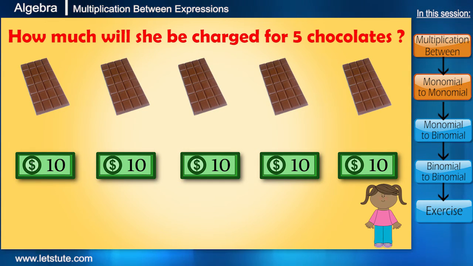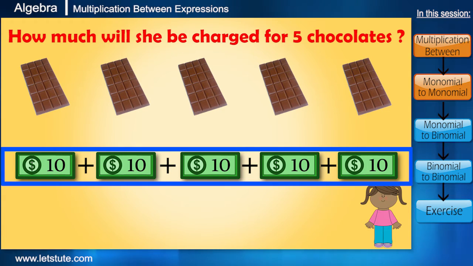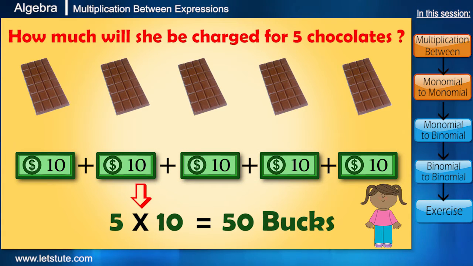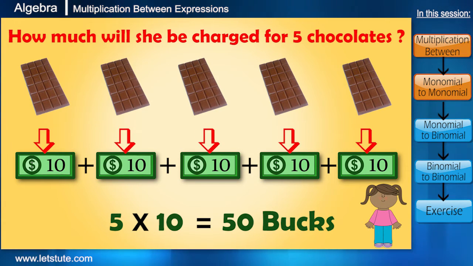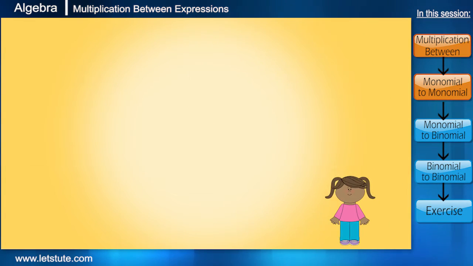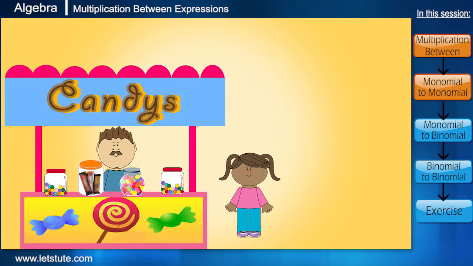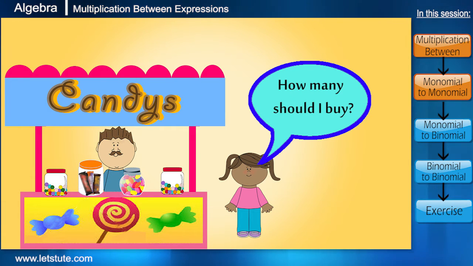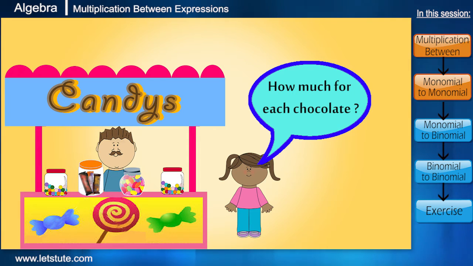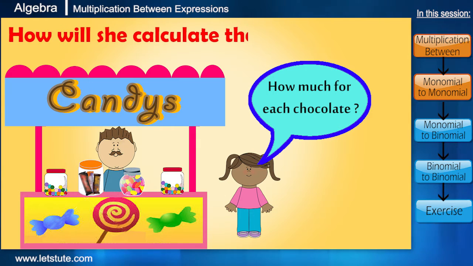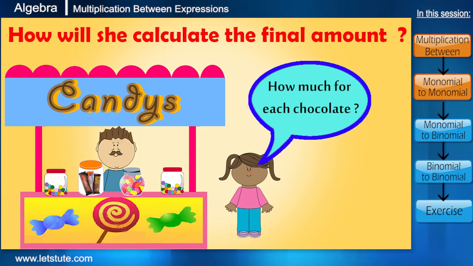Friends, understand that here we have added 10 5 times. Therefore, we also write this as 5 multiplied by 10, which again gives us the same answer, that is 50. So basically multiplication is done when we need to add the same thing more than once. Now suppose next day Sheena left her home again to buy chocolates, but she has not yet decided how many she is going to buy and is even clueless about the price for each chocolate. So can you tell how will she calculate the final amount that is needed to pay the shopkeeper?